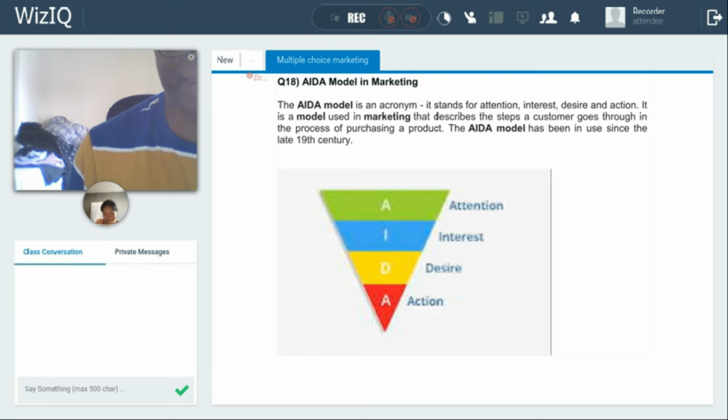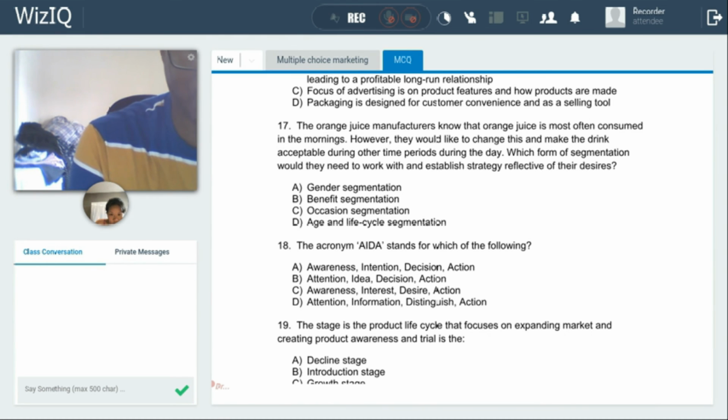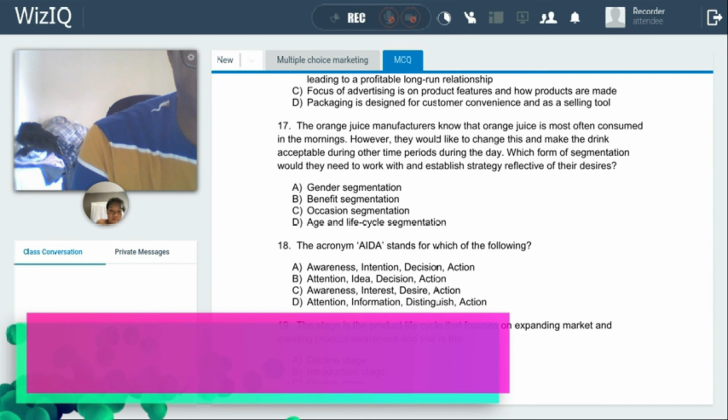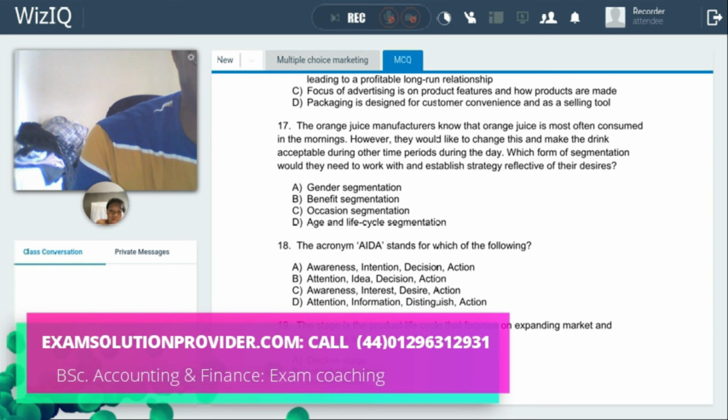Okay, let's get back. So that was question 18. The acronym IDA stands for awareness, interest, desire, and action. So awareness, interest, desire, action. Therefore, the answer is C.